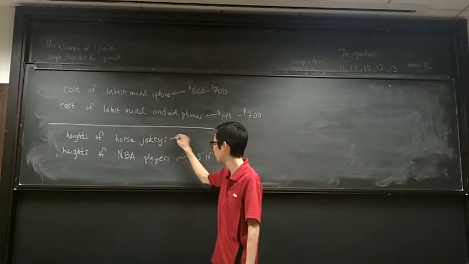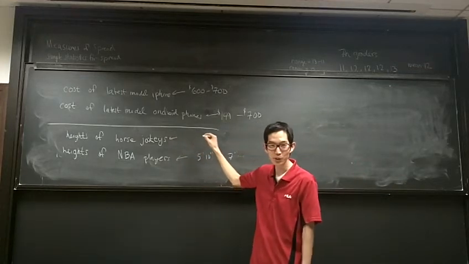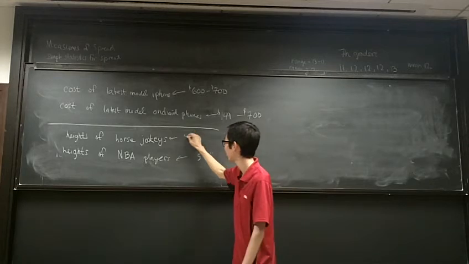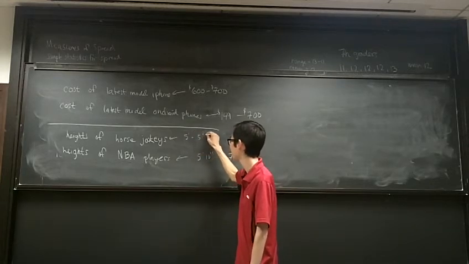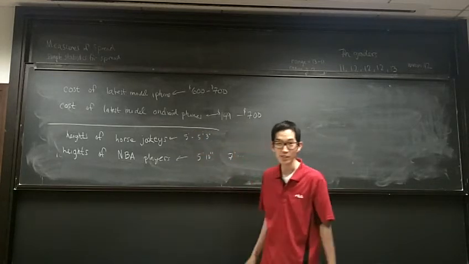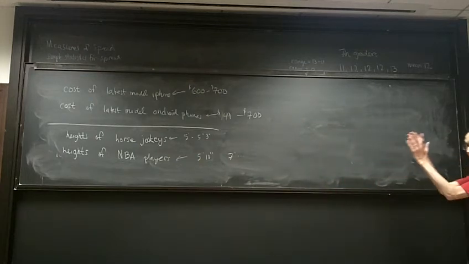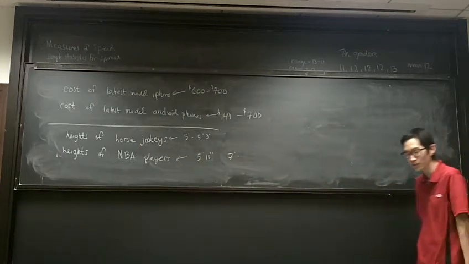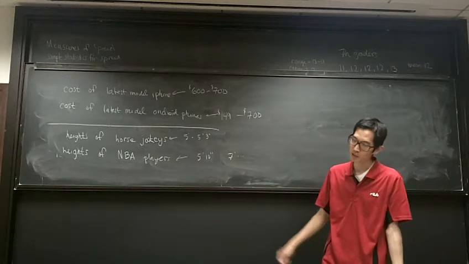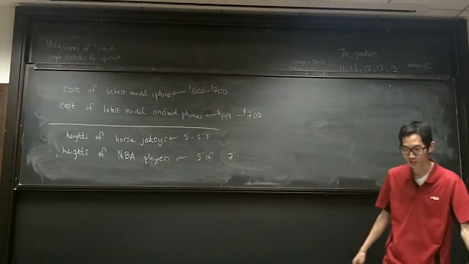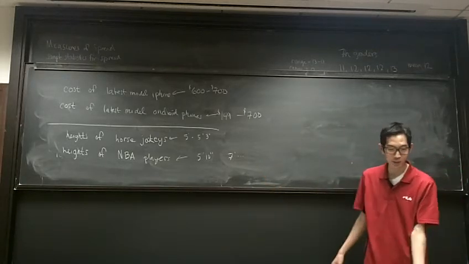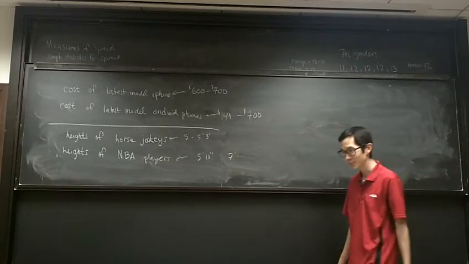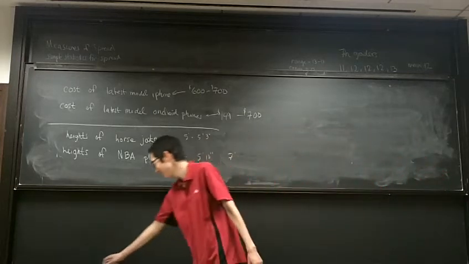Heights of horse jockeys, they're all pretty short. They're all about 5 feet to 5'3"-ish, some taller. So you have a much smaller range. It's difficult to be a successful horse jockey and be tall, okay? Just because if you're taller, you usually weigh more, and that's going to slow down the horse, right?